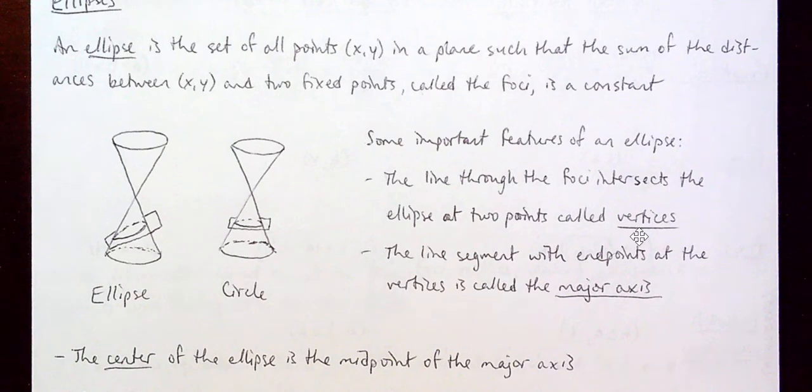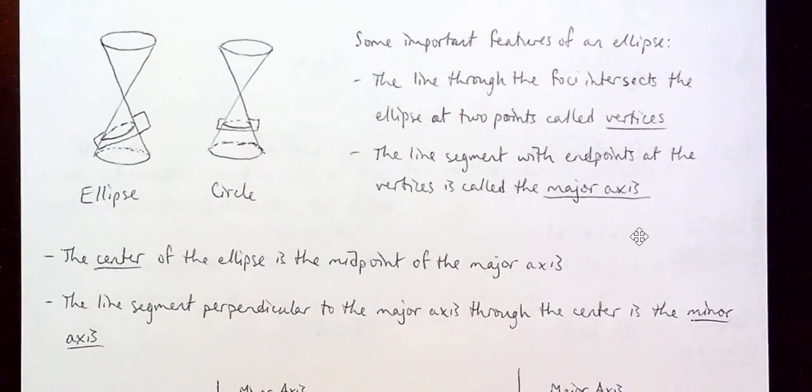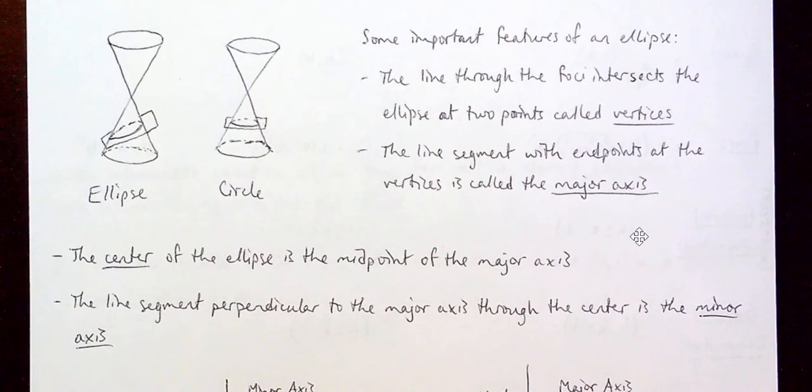So we have some important features of ellipses that we want to get out of the way. The foci, there is a line that you can picture that goes through the foci, and the line through the foci intersects the ellipse at 2 points. The points where the line through the foci intersects the actual ellipse, those are called the vertices.